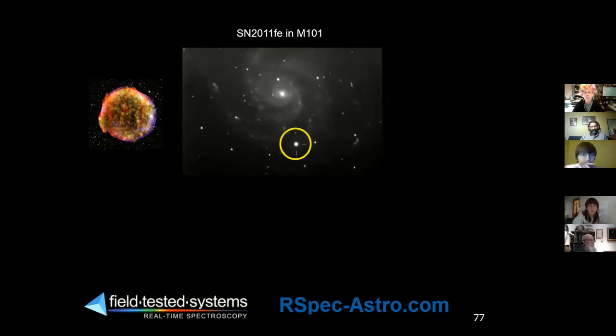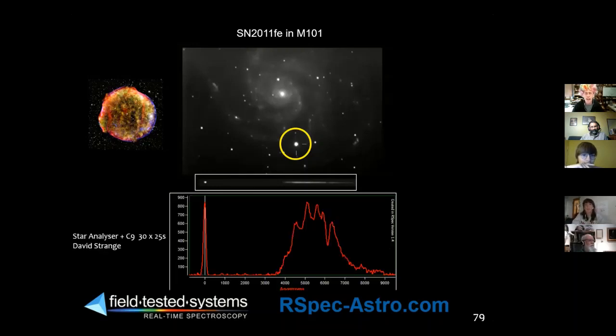So here is a supernova there. There's an example of this type of supernova, but not this particular supernova. There's its spectrum, and there is the profile graph. Notice over on the right that David Strange did this with a 9-inch telescope in less than 15 minutes of integration time. So if we continue on here, you can see that there's a gap in the spectrum that produces that deep dip. And that deep dip is at about 6150 angstroms.